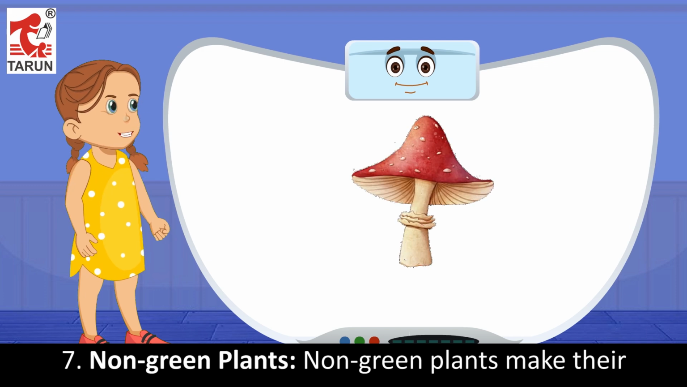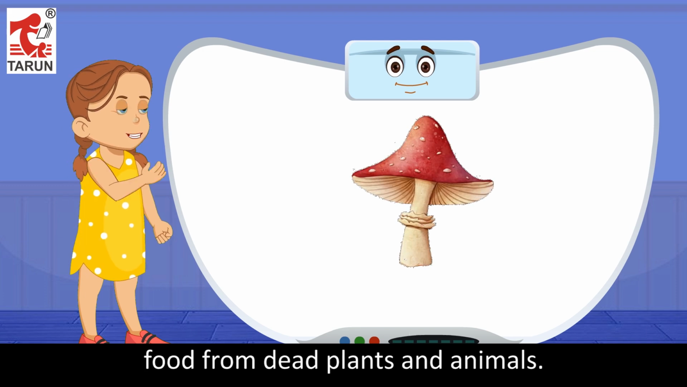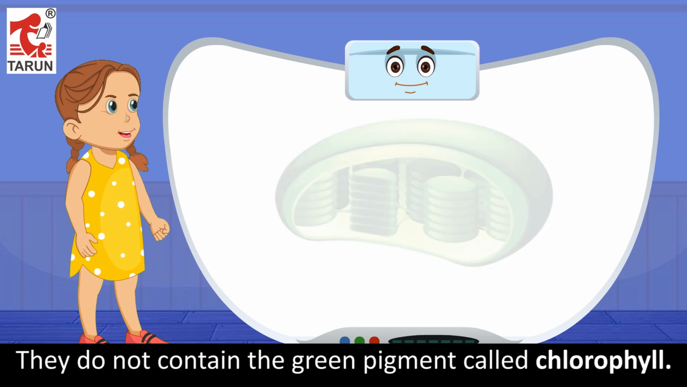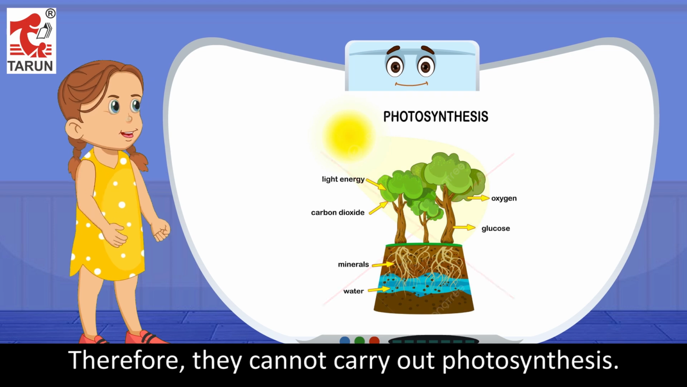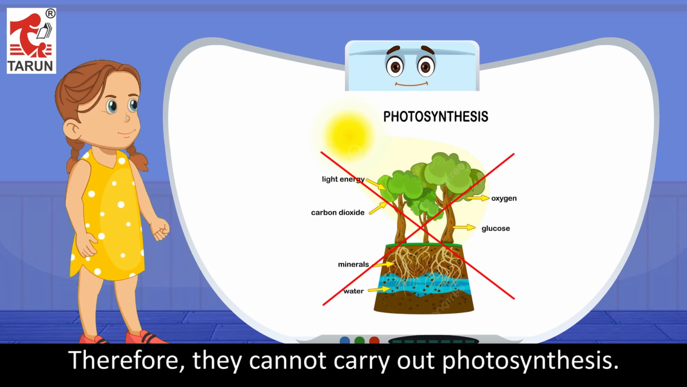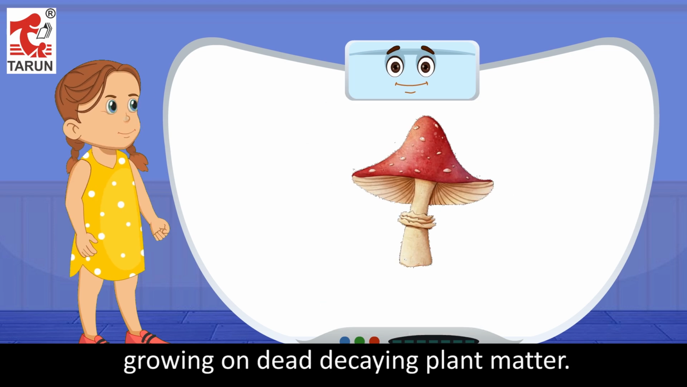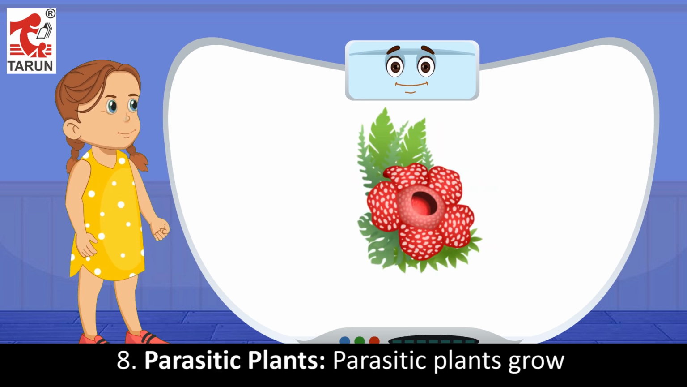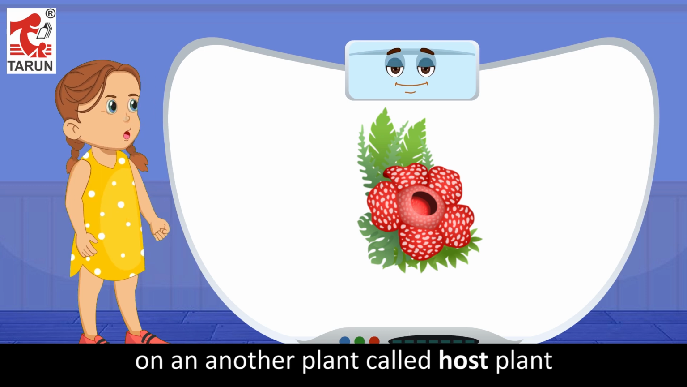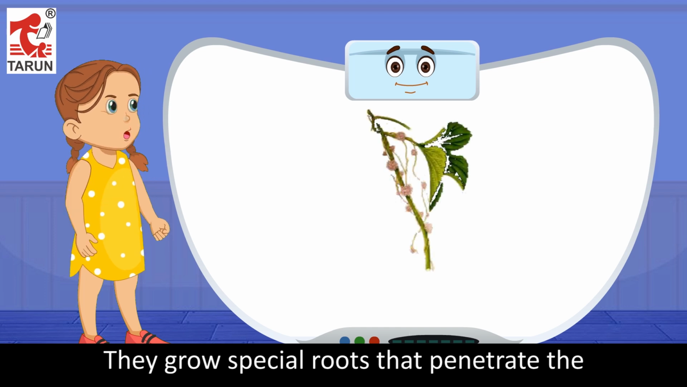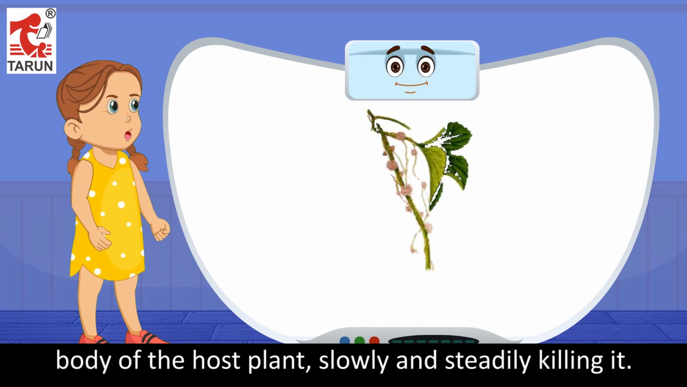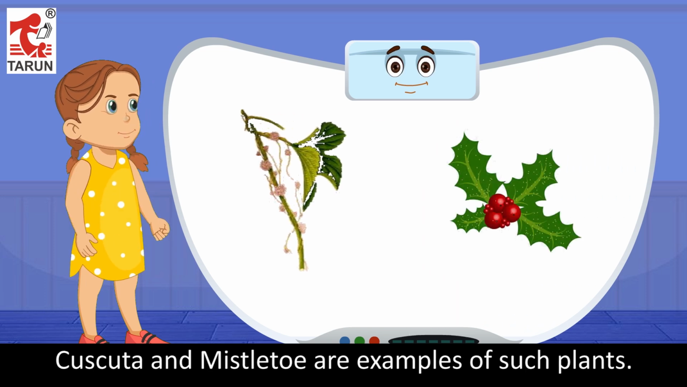7. Nongreen plants. Nongreen plants make their food from dead plants and animals. They do not contain the green pigment called chlorophyll. Therefore, they cannot carry out photosynthesis. You must have seen tiny mushrooms growing on dead decaying plant matter. 8. Parasitic plants. Parasitic plants grow on another plant called host plant and derive nutrients from it. They grow special roots that penetrate the body of the host plant, slowly and steadily killing it. Cuscuta and mistletoe are examples of such plants.